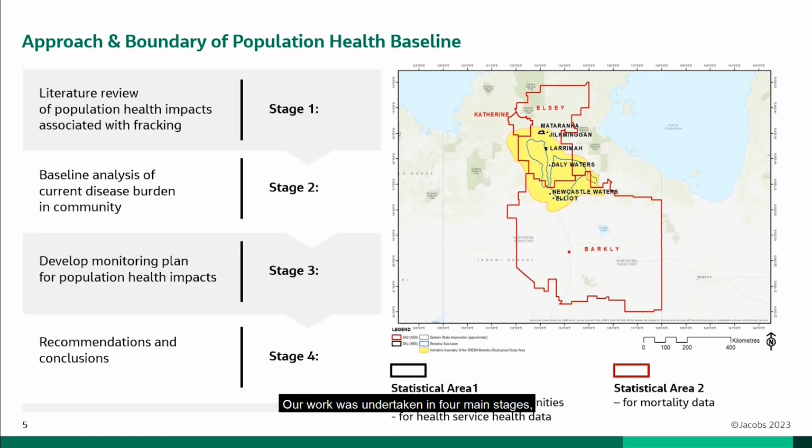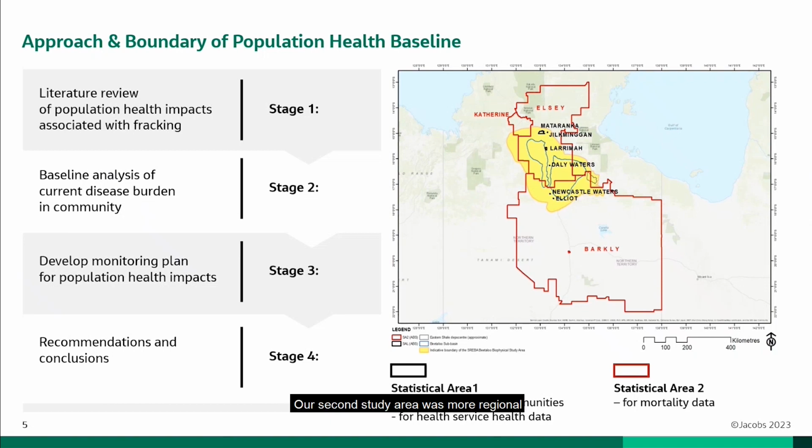Our work was undertaken in four main stages, the first stage being to define the boundary. We needed two study areas and we were helped by NT Health in this regard. The first study area was focused around the specific Beetaloo sub-basin communities, defined as those with residential addresses in Mataranka, Gilkmingen, Larrimar, Daly Waters, Dunmara, Newcastle Waters and Elliot.